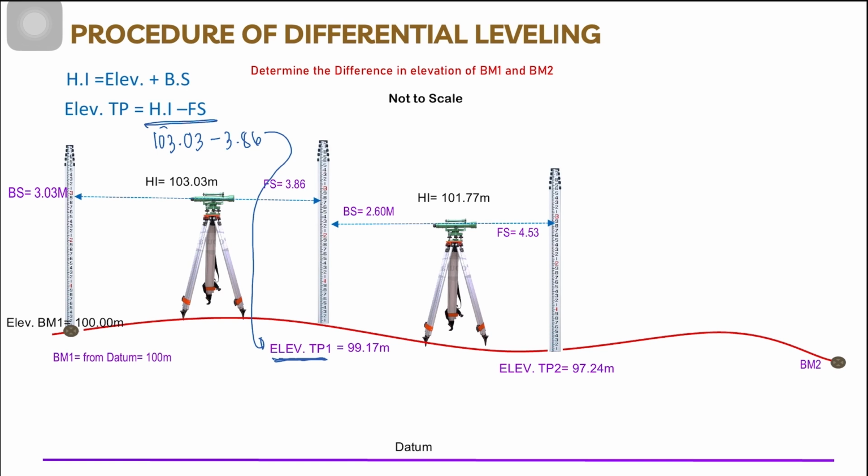Then to determine the height of instrument at this second setup, you'll use this formula. So the known elevation from turning point 1 is 99.17 plus the backsight of 2.60 equals 101.77.